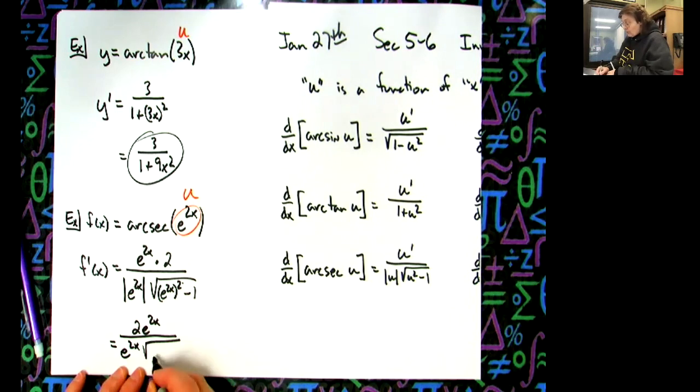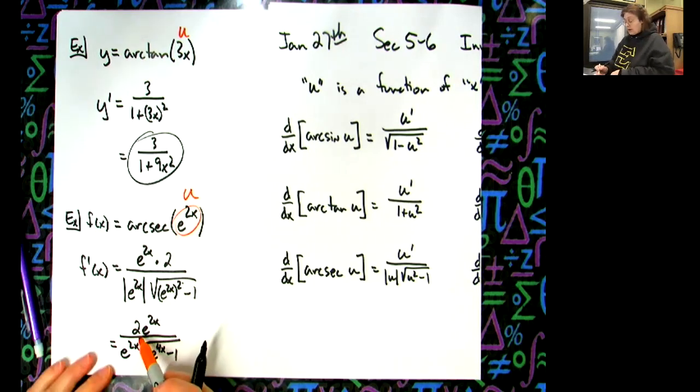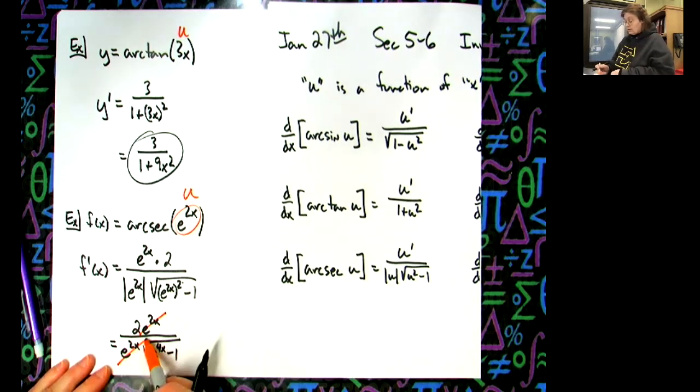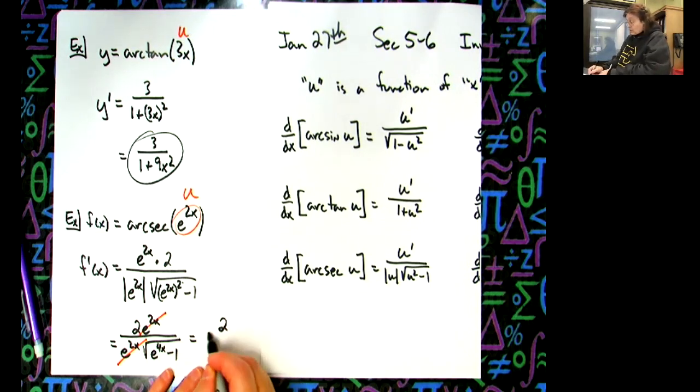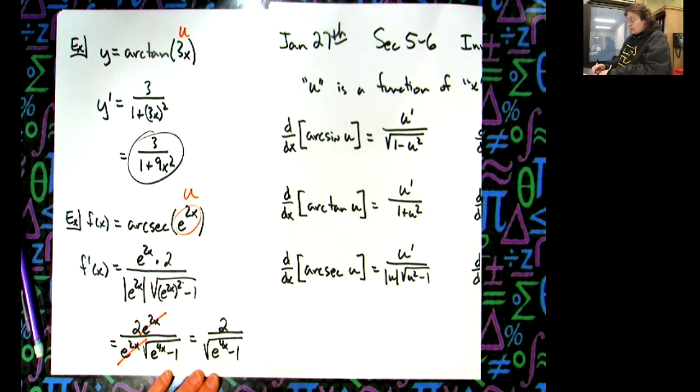So I'll have a square root of e to the 4x minus 1. All right, I can clean up a little bit more now because I can say e to the 2x and e to the 2x crosses out, which is just going to leave me with the 2 over the square root of e to the 4x minus 1. All right, nice little cleaned up answer there.